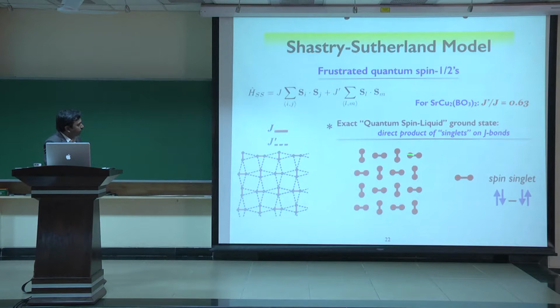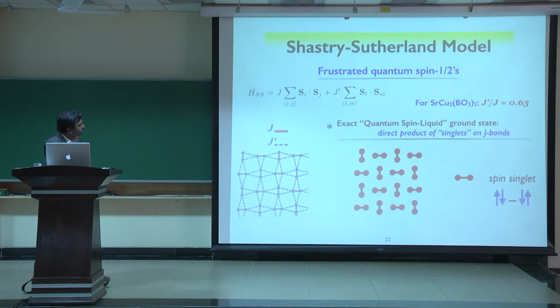And you can also feel that to break any of these bonds, it will cost some energy. Therefore, it is also a spin-gapped system. So all of the properties of strontium copper borate immediately get explained by this model, because it is indeed the model of that problem.